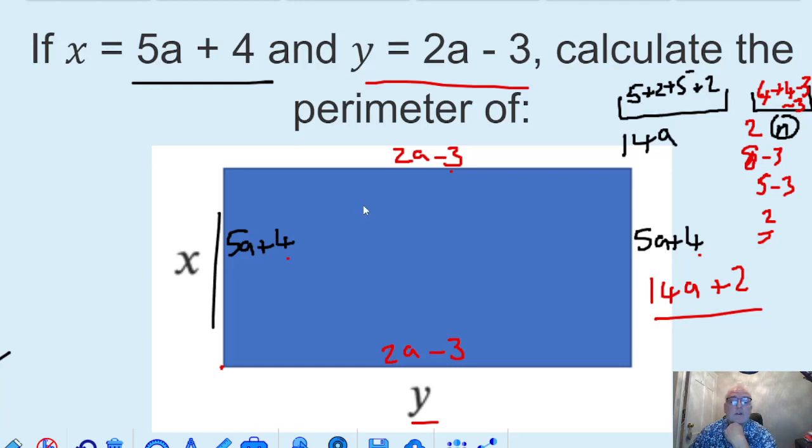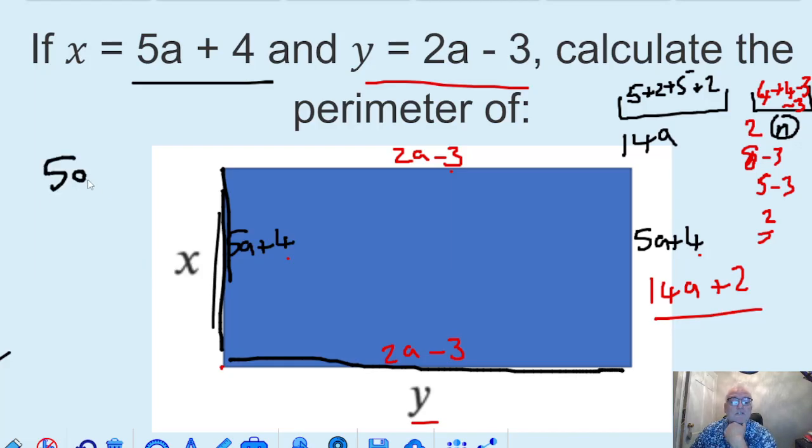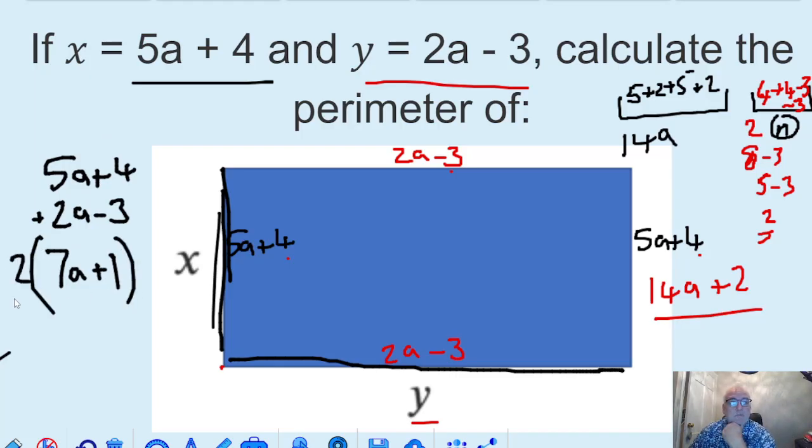Okay, so what you could look at doing, if you could see that this side and this side is halfway round the shape, you could have taken the two sides and said 5a plus 4 and 2a minus 3, and we could have added those two together. So 5a plus 2a gives me 7 lots of a, and 4 minus 3 gives me plus 1. And if we're halfway around the shape, we could multiply that by 2. 2 times 7a gives me 14a, and 2 times 1 gives me 2. And you get the same answer.